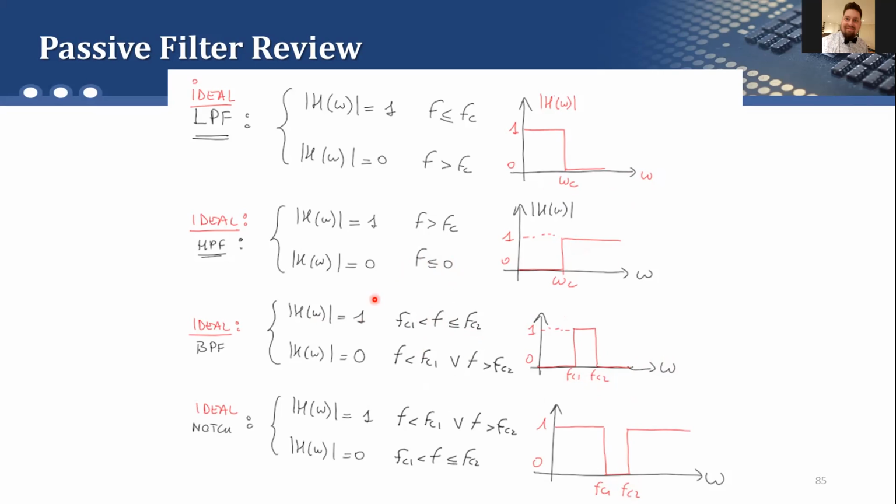And yes, so what does it mean for the high pass filter? Saying that the frequency response magnitude is equal to 1 means that in this region the output amplitude is equal to the input amplitude, and here it is 0. And for the band pass filter, saying that the frequency response magnitude is equal to 1 in this range, between these two frequencies, means that in this range of frequencies the output amplitude is equal to the input amplitude, while here the output amplitude is 0. And the same for the notch filter.